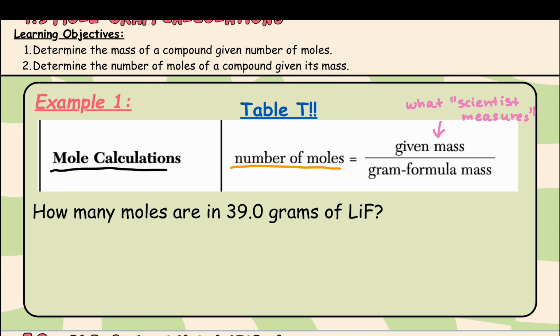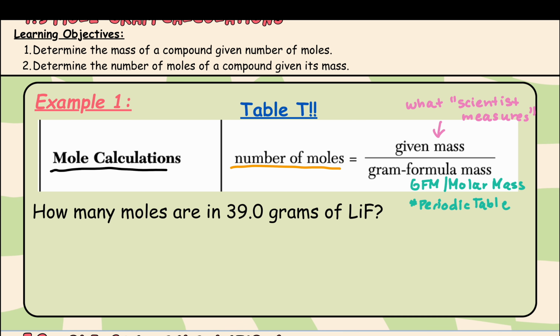Our gram formula mass, or our GFM, or molar mass, is going to be the mass that you calculate when you use the periodic table and you add up all of the atomic masses of the atoms that are in a certain compound. Okay, so we already had a bunch of practice with that. So this is when you're going to use your periodic table and add all of the masses together. Okay, so we're going to use these two bits of information to figure out what the number of moles is.